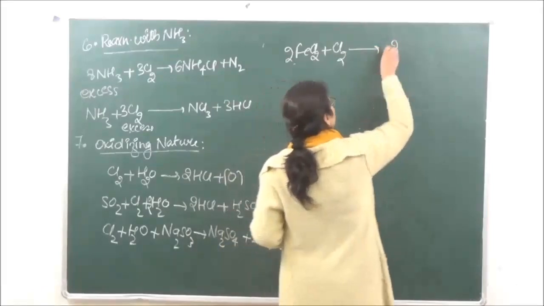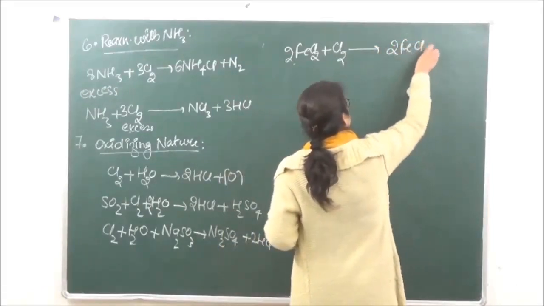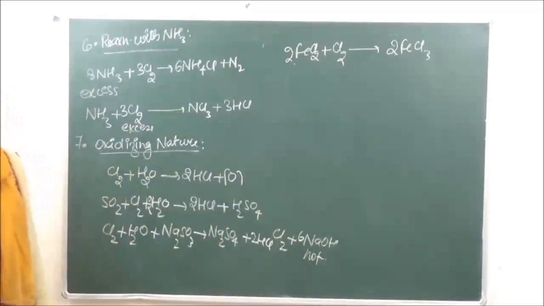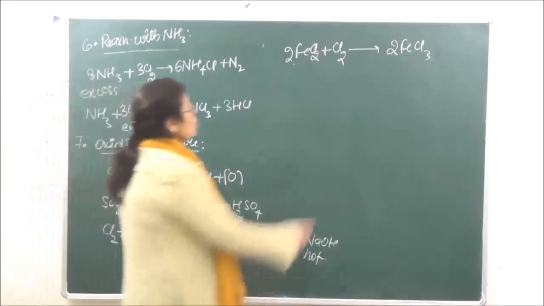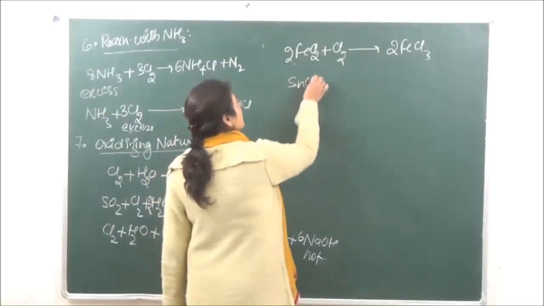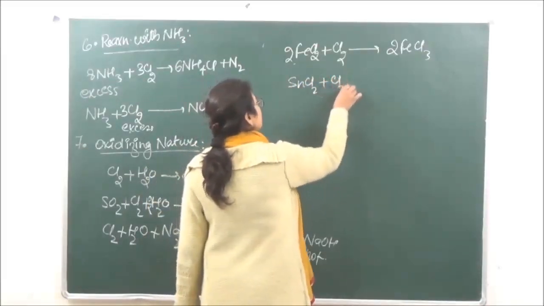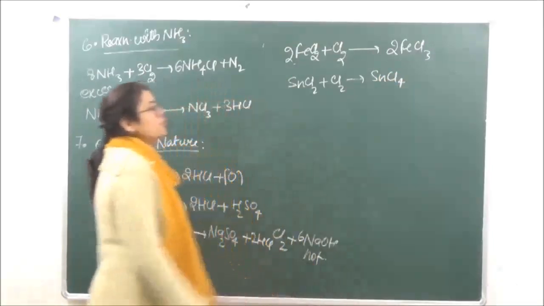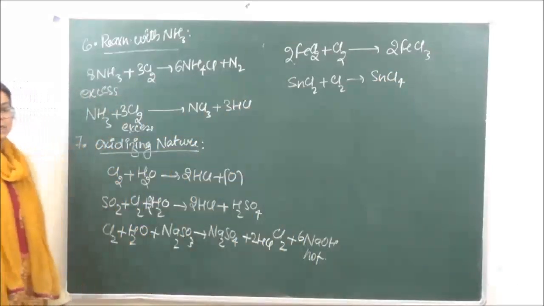it is going to convert ferrous chloride to ferric chloride. So this is the oxidizing property of chlorine. ठीक है? In a similar manner, we see that stannous chloride can be converted to stannic chloride.